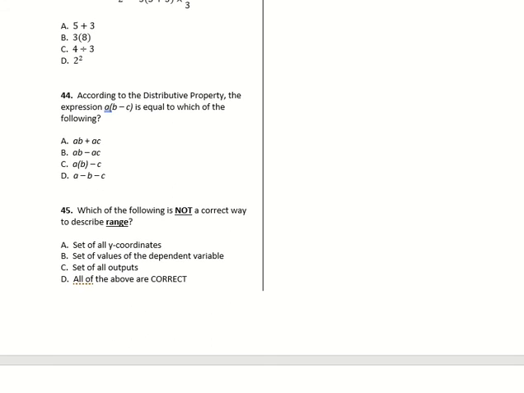44. According to the distributive property, the expression A(B - C) is equal to which of the following? A, AB + AC. B, AB - AC. C, A × B - C. D, A - B - C.